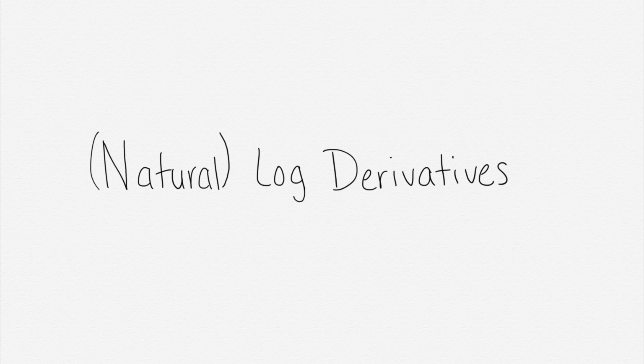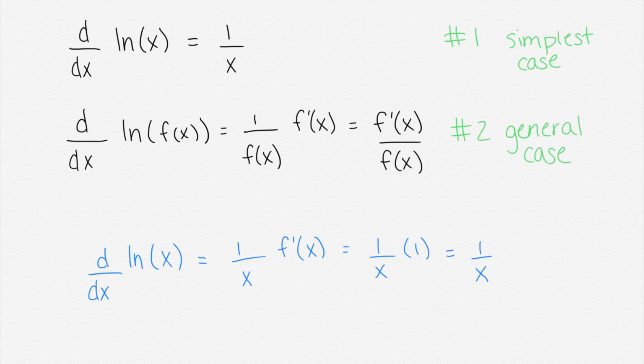Today I'm going to be covering the derivatives of natural logs. First, let's look at the rule itself, which is really composed of two rules, one for the simplest case and another for the more general case. The simplest case shows what the derivative of just the natural log of x is, while the general case shows what the derivative of a natural log of a function is, much like our previous chain rule, which we also called the general power rule.